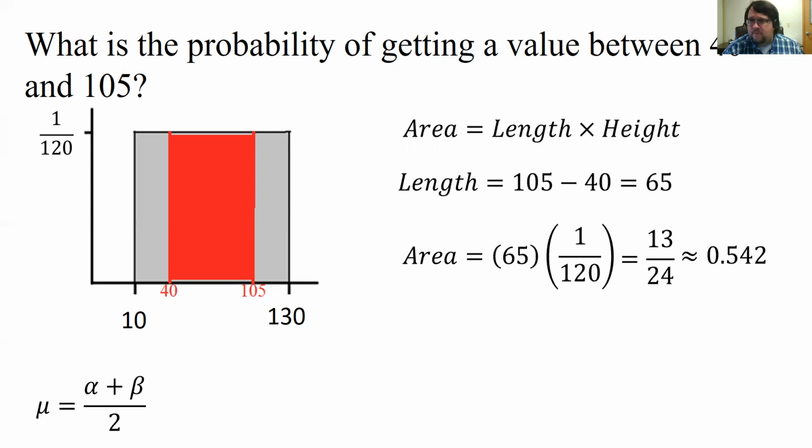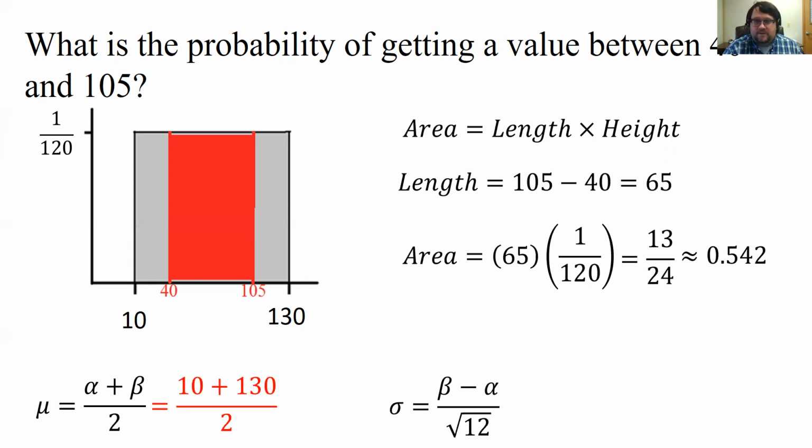Okay. Another thing they would ask you to do is calculate the mean. The mean is (alpha plus beta) divided by 2. Notice alpha and beta are the highest and lowest values of the whole set, not this particular 40 and 105, it's the 10 and 130. And then the standard deviation of the entire thing is beta minus alpha, the biggest value minus the lowest value, or the length, how long it is, divided by the square root of 12, which I'm not going to get into why that's the square root of 12.